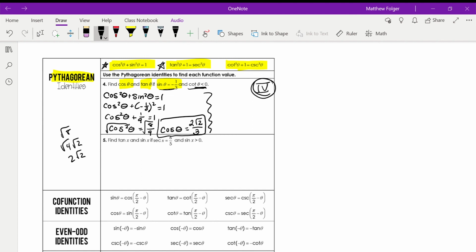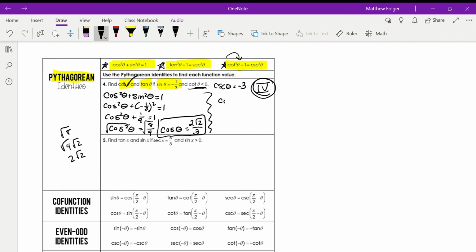The second part of the question says we want to find tan now. Since we're trying to find tan, let's look at what we're given again. We know sine was negative 1/3. Since sine is negative 1/3, that means cosecant, the reciprocal, is negative 3/1, or negative 3. So we know cosecant, so we're going to be using this one over here.